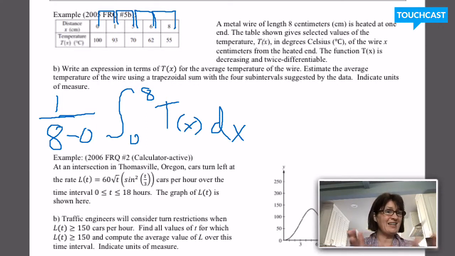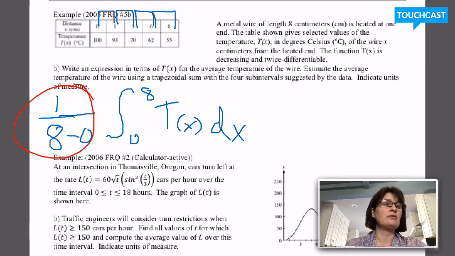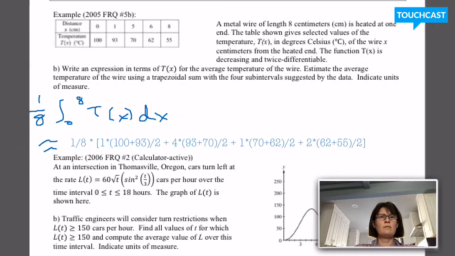I'm essentially finding an area, right? So I'm going to find the average of the parallel sides. In this case, it's going to be the average of the heights of the trapezoid. And I'm going to multiply that by the distance across the trapezoid. That's this distance between the input values, distance between the x values. And don't forget, that trapezoidal sum that we're about to write is going to be an estimate for the value of the integral. And then notice that we have this 1 over 8 in front of the integral. So I'm going to write up the expression I would use.